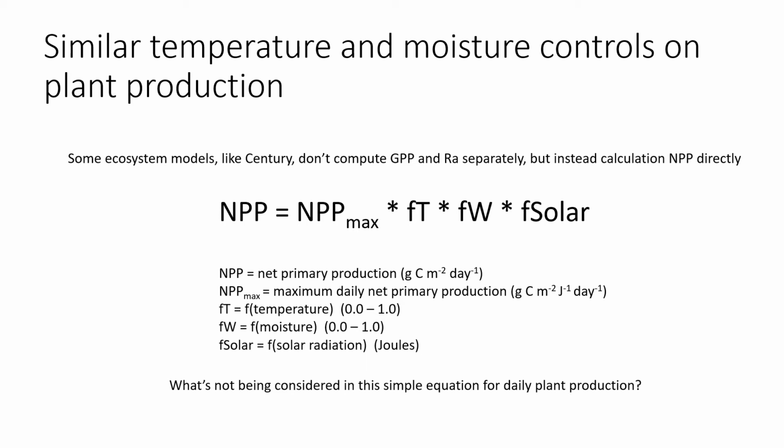Well, we're just looking at carbon, but of course plants need nutrients too. So you could have optimal temperature, optimal soil moisture, optimal solar radiation, and your plant may not grow at the maximum rate because there's not enough nitrogen available. So we'll talk about the nitrogen cycle a little bit later in these lectures.